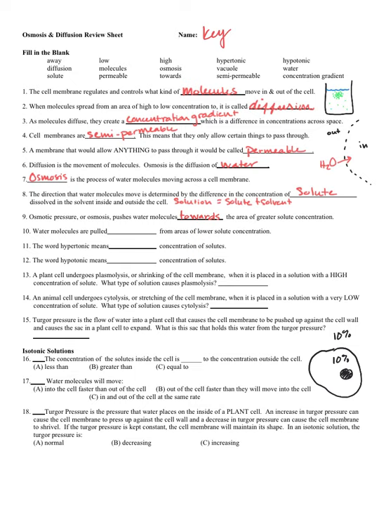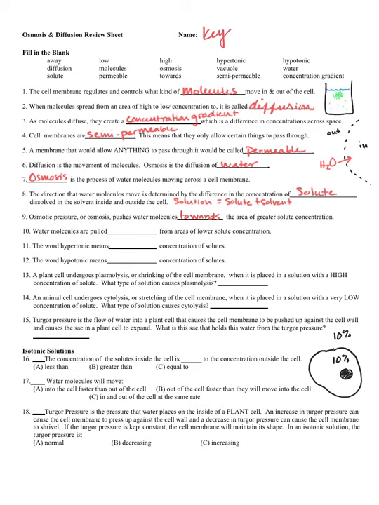Number 18, turgor pressure is the pressure that water places on the inside of a plant cell. An increase in turgor pressure can cause the cell membrane to press up against the cell wall, and a decrease in turgor pressure can cause the cell membrane to shrivel. If the turgor pressure is kept constant, the cell membrane will maintain its shape. In an isotonic solution, the turgor pressure is A, normal, meaning that the cell maintains its shape and does not shrink or swell because water is moving in and out of the cell at the same rate.